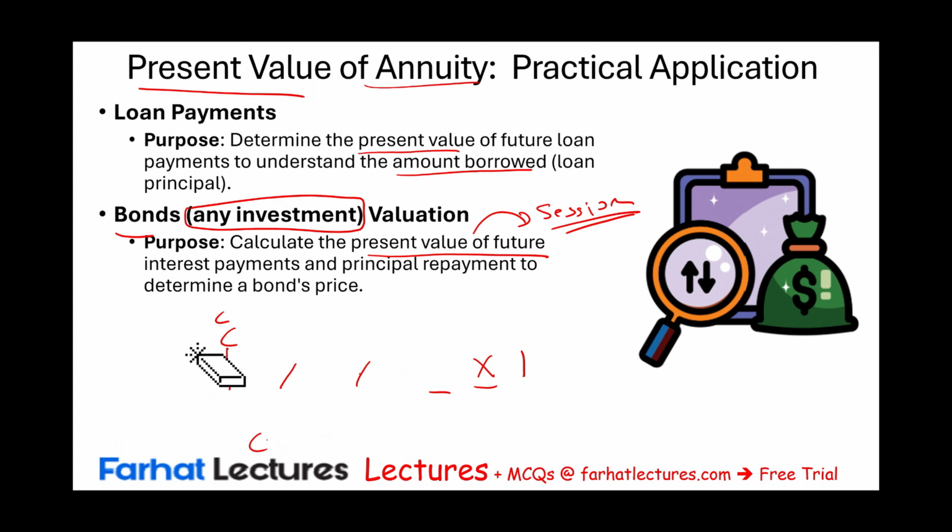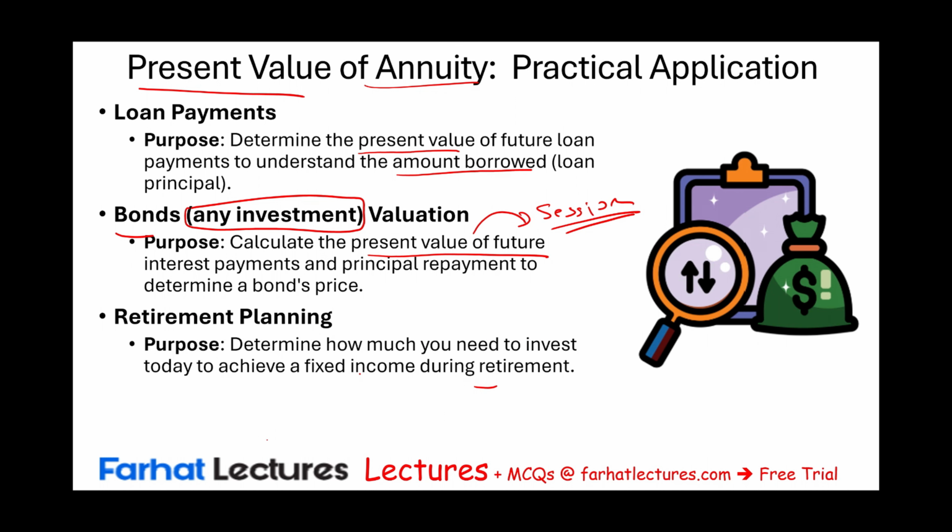However, we're going to start today by looking at discounting, not an annuity, just to go back to the purpose of discounting. Another usage of annuity, and there's unlimited usage, I'm just giving you those examples, is retirement planning. Determine how much you need to invest today to achieve a fixed income during retirement. And I'm sure you've heard this saying, when people retire, they purchase an annuity. So when you retire, here's what you do. You would sell all your assets, all your stocks, investments, everything that you have, and you purchase an annuity.